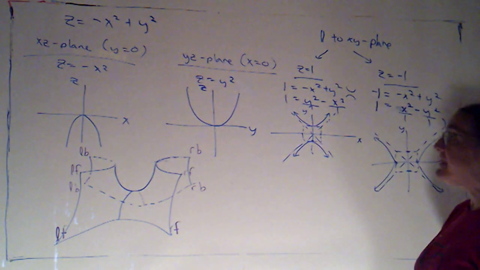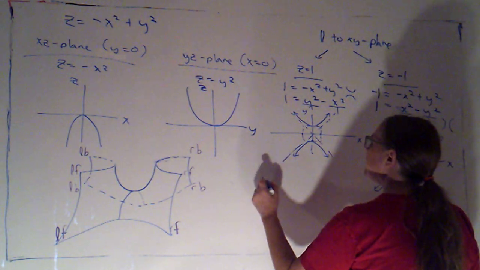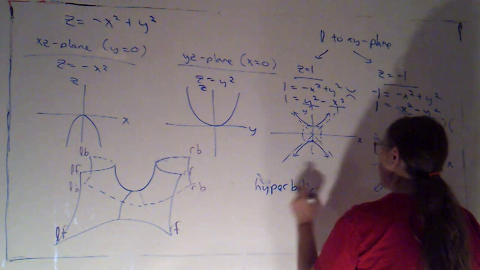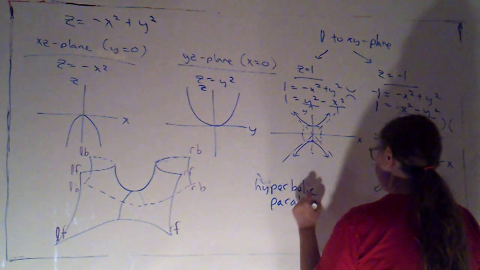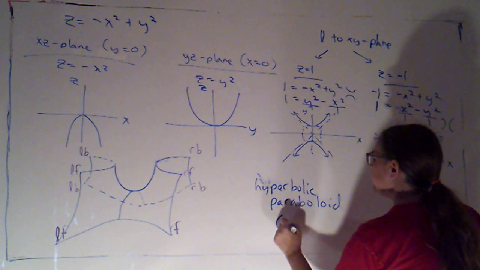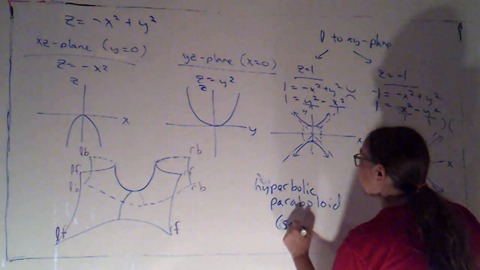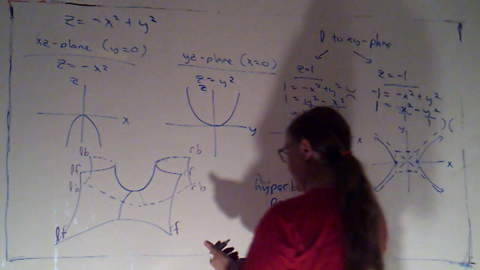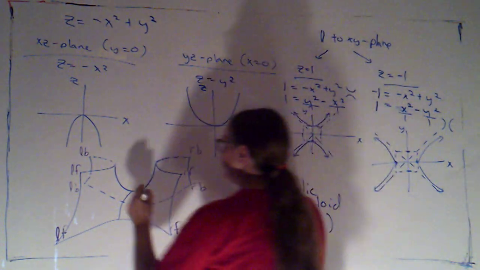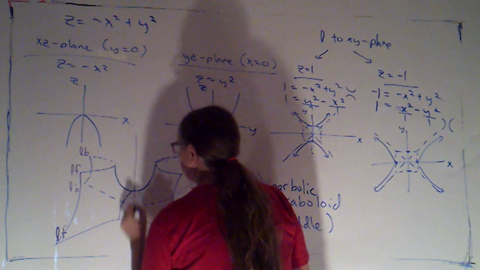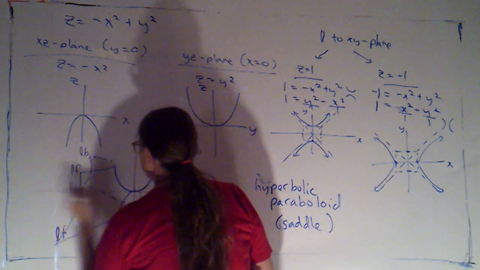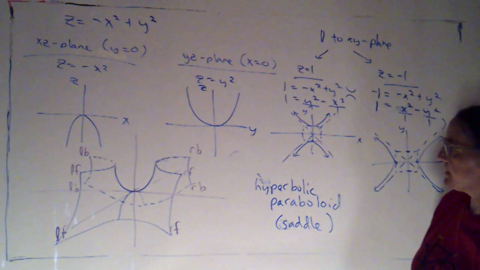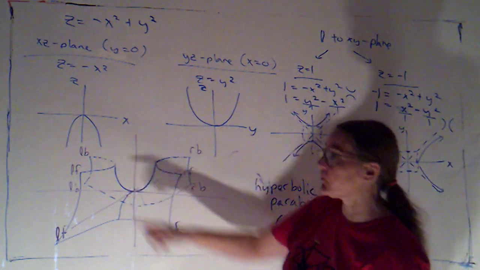Okay. This shape is called the hyperbolic paraboloid. And informally, we refer to it as a saddle. Okay. Now, I could draw in my axes here, like so. So this is the center point right here.